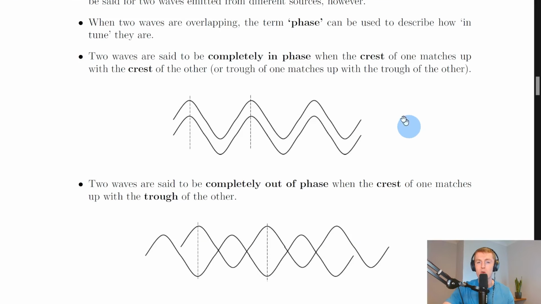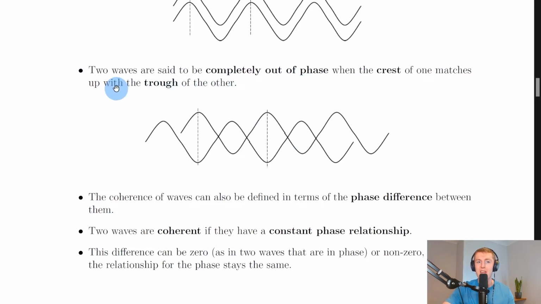So going back to the notes, we're saying that two waves are said to be completely in phase when the crests align and when the troughs align. So you've got crest meets crest and trough meets trough. And then it says that two waves are said to be completely out of phase when the crest of one matches up with the trough of the other. So here we've got the top point of the wave matching up with the bottom point of the other wave. And that means that as you go along, you've got crest meets trough, and so on.